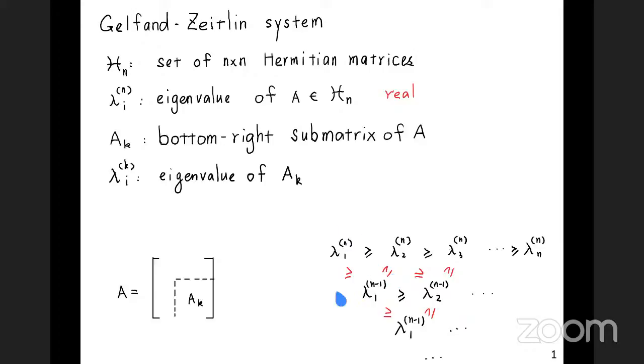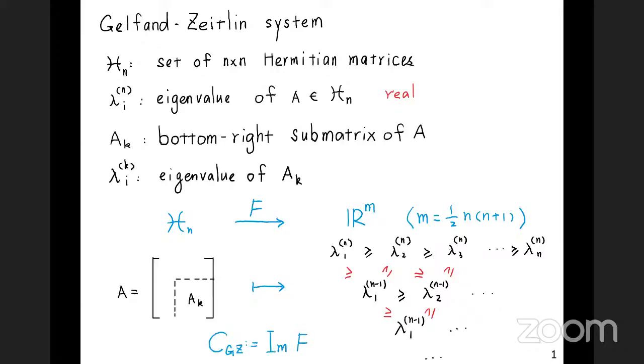Now with all these eigenvalues, what I did is define a map from the space of Hermitian matrices to R^m, where m is 1/2 times n times n plus 1. That's the total number of all the eigenvalues. I denote this map by f, and the image of f will be a real cone in R^m, which I denote by C, the Gelfand-Zeitlin cone.